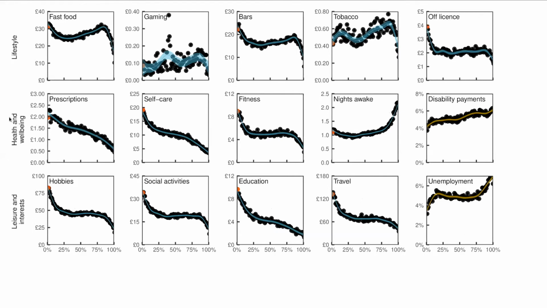On a sort of health and well-being measure, we can see if you're looking after yourself in financial transaction data, because we can see whether you spend less on prescriptions, you spend less on items that would be counted as self-care, and you spend less on, for example, going to the gym for fitness. And we can also see a really interesting one here, which is how many nights awake do we know that you have in an average month?